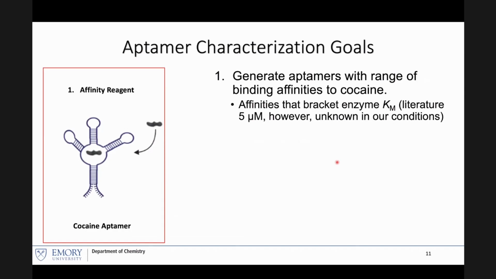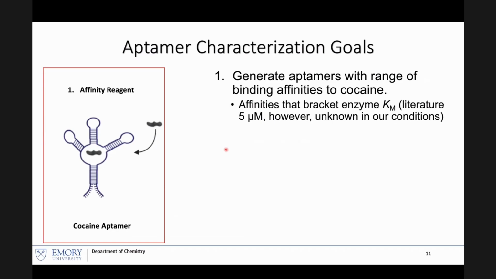If you remember, and I will keep on honing in on this point, we want to drive Km down. Km is the affinity of our enzyme. So we want affinities that bracket our enzyme's Km. Literature says 5 micromolar, but of course our conditions are going to be different, as you will see. But if our enzyme Km, let's say hypothetically, is 5 micromolar, we want aptamers with a lower Kd, which I will also describe, or a lower affinity than that.